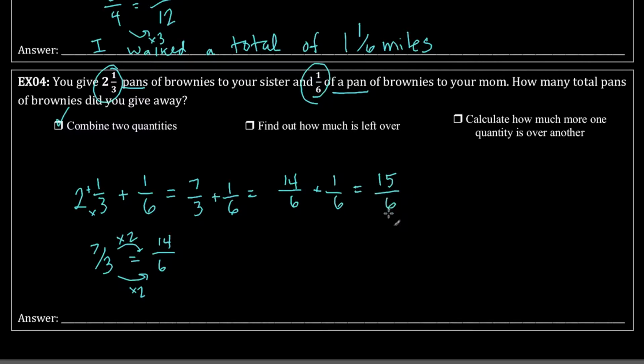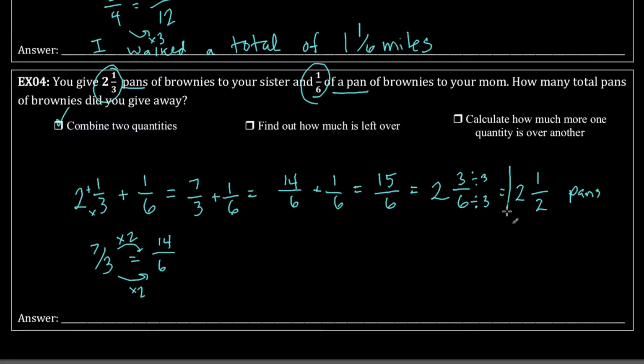And I get 15/6. How many wholes can I pull out of here? Well, 6, 12, so I can pull out 2 wholes. How much is left over? 3. 3 what? 3/6, because I use the same denominator still. Let's reduce it. 2 and 1/2. But how many brownies did I give away? So I gave 2 and 1/2 pans away.